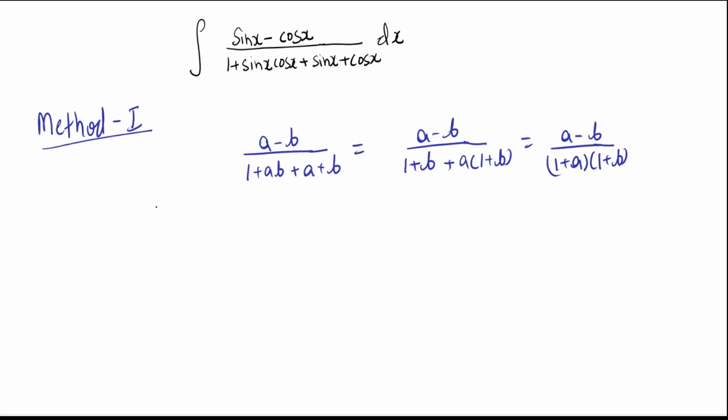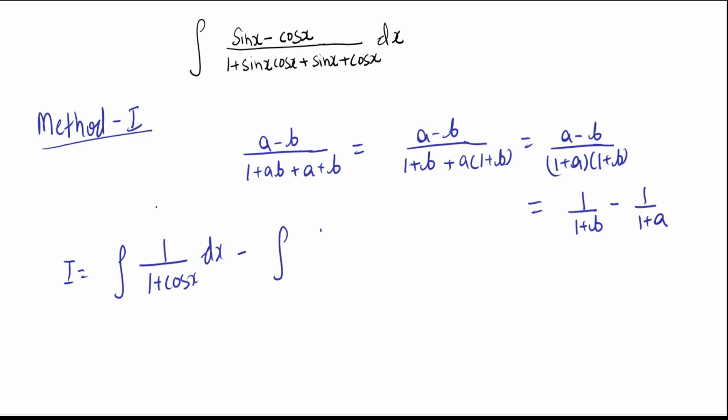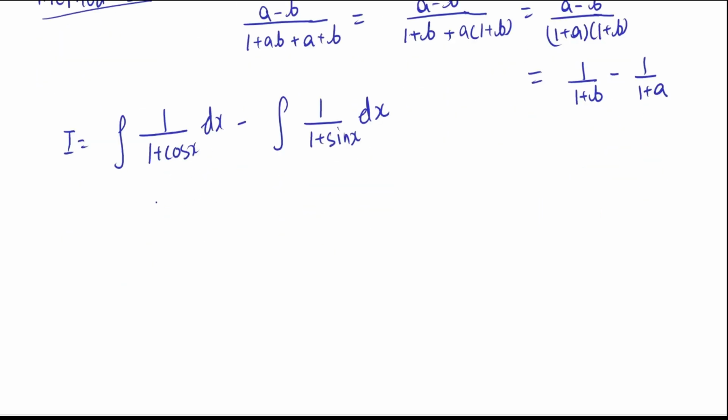So now here you can apply partial fractions and split this into two terms, or you can also observe the difference of 1 plus b minus 1 plus a, right? So basically this whole integral is I equal to the integral of 1 over 1 plus a, which is 1 plus sin x, so this is going to be cos x, right? 1 plus cos x dx minus the integral of 1 plus sin x dx, right? Okay.